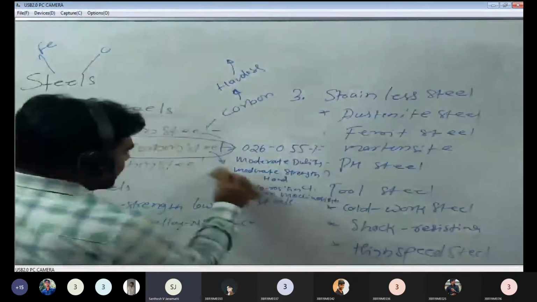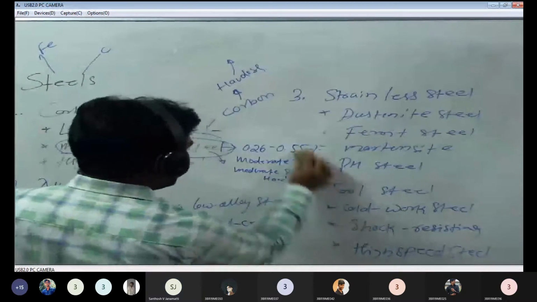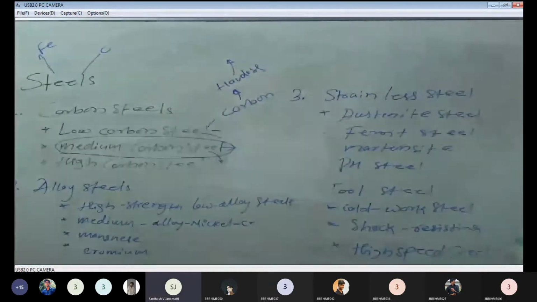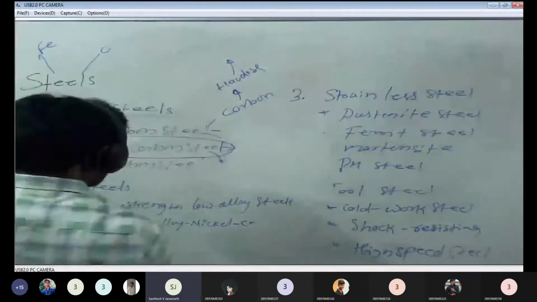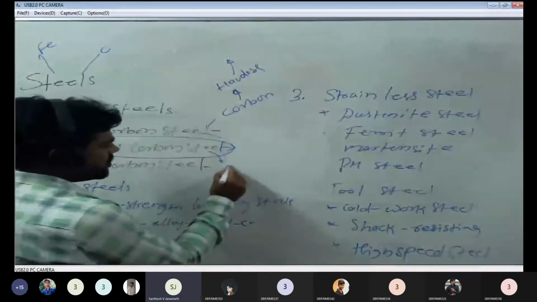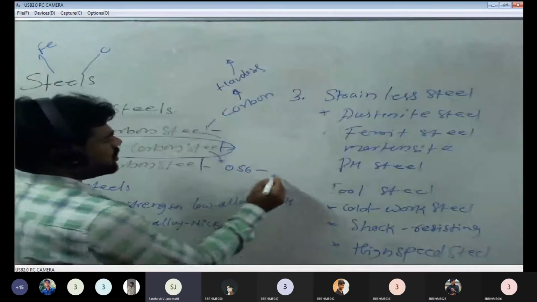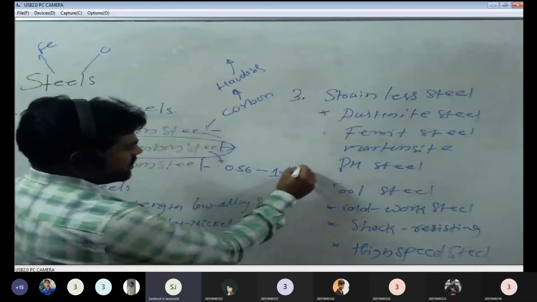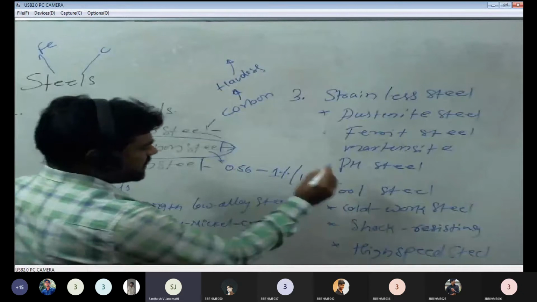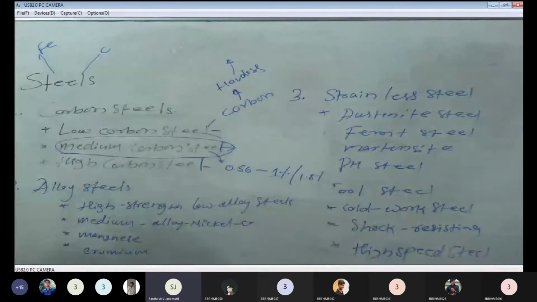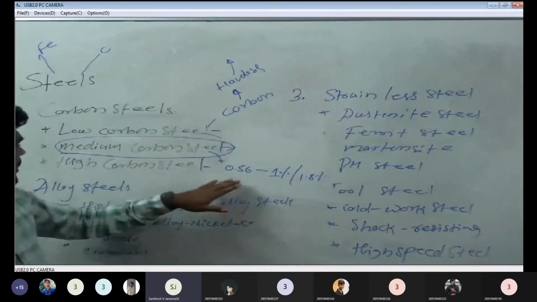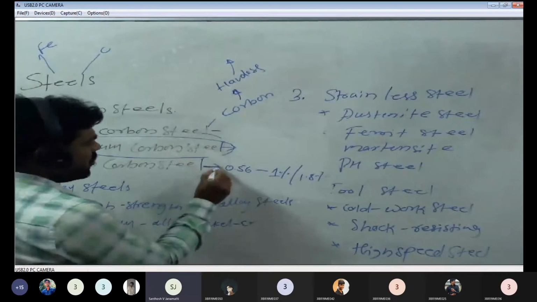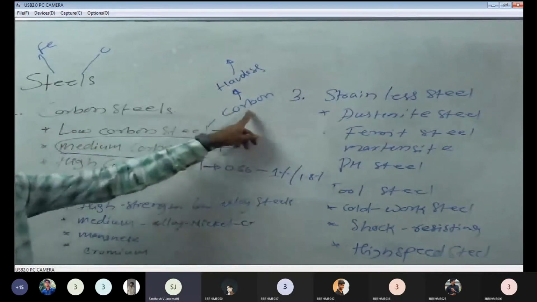Now I will go on to high carbon steel. Now coming to the high carbon steel, this has a carbon content of around 0.56% up to 1%, or up to 1.8%. This is what we call high carbon steel. So now I will come to here again.